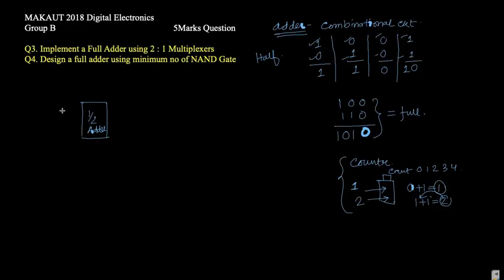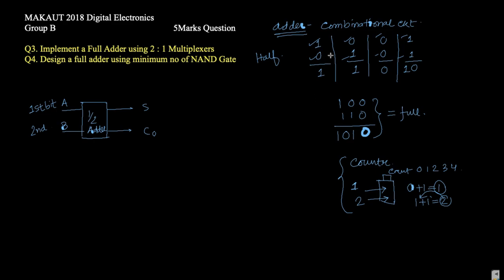Now there are two input lines. One is A, another is B. This is the input of the first bit number, and this is the input of the second bit number. And the outputs are two. One is the sum, and another is the carry. That is the carry output.